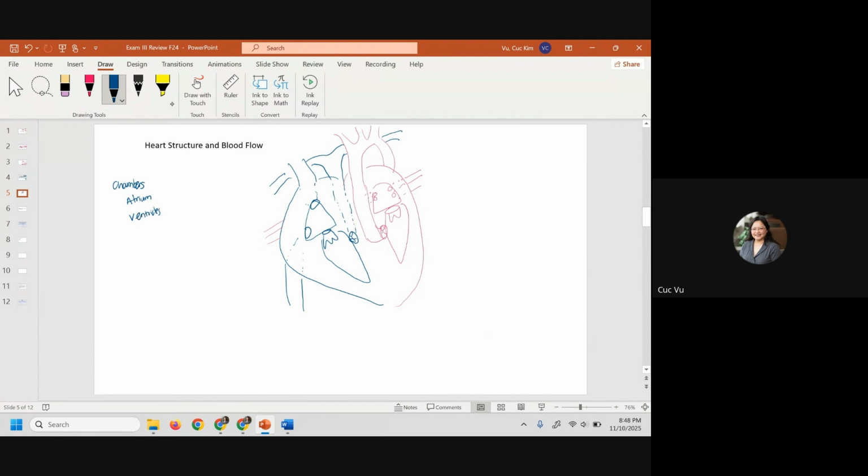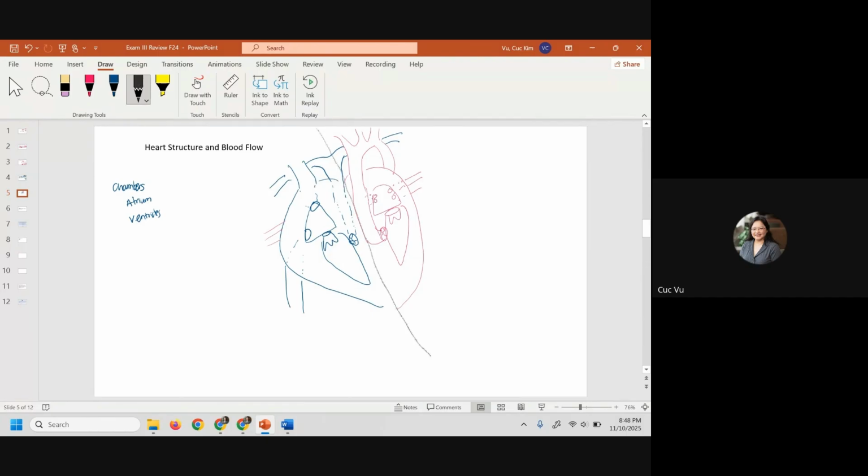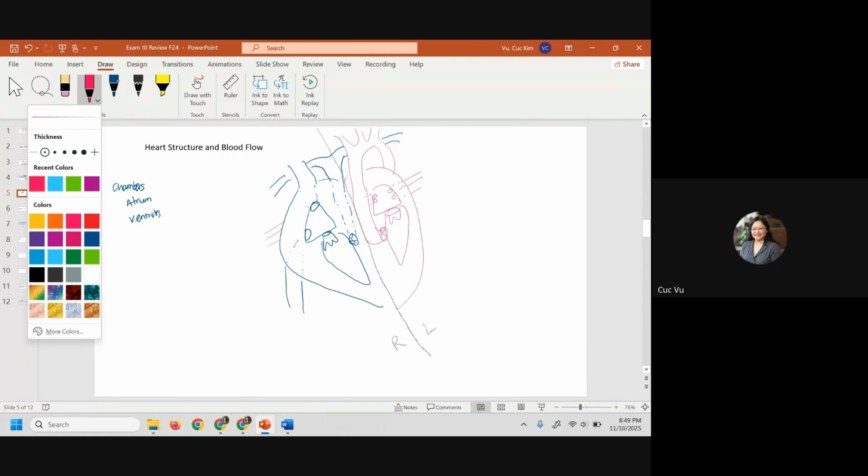And remember that when you're looking at this, your right is actually the left, and your left is actually the right. So don't forget anatomical position. So this is the right atrium. I was just going to number it, and you should do something similar so you can study it.